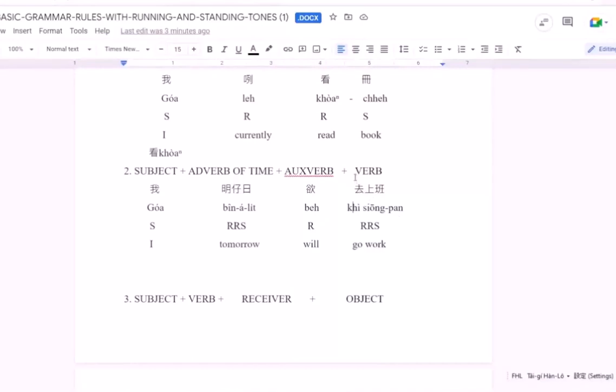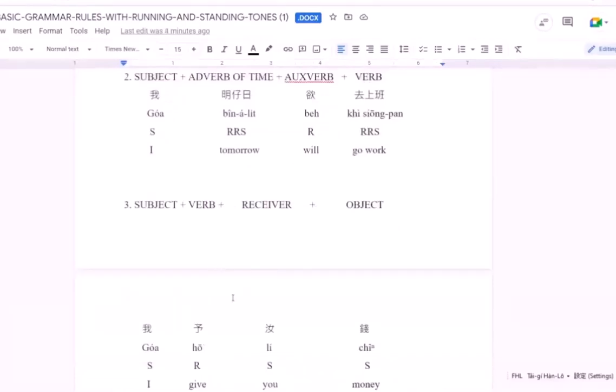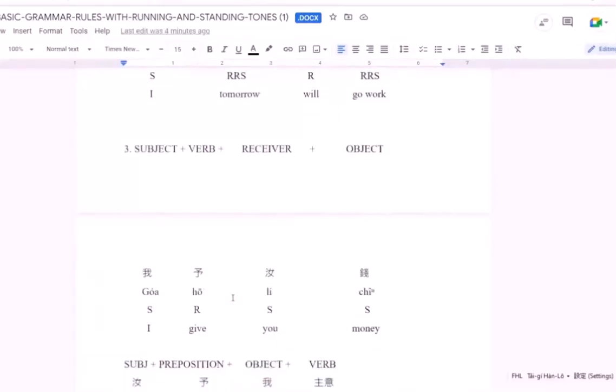Okay. So we have two verbs here actually. Is go and then attend to. I tomorrow will go attend.